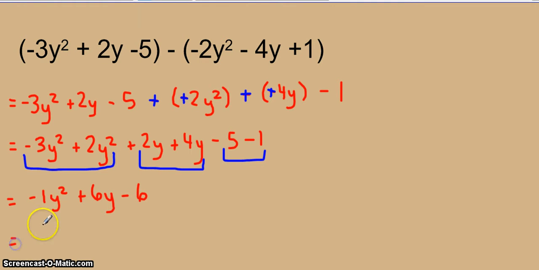And we will rewrite this to get rid of the numerical coefficient of 1, or just to write it in its simplified form. And this last line is our simplified polynomial. This concludes our lesson on subtracting polynomials.